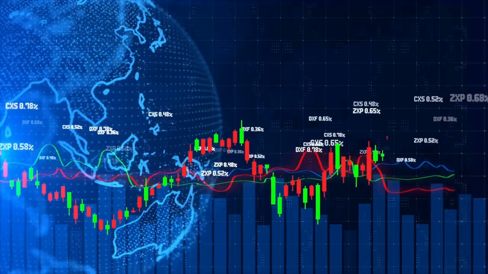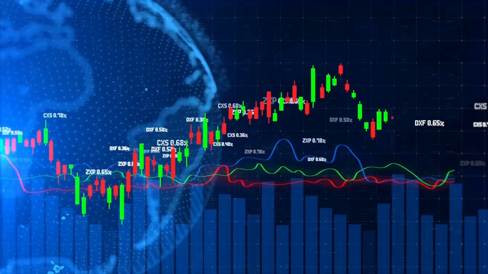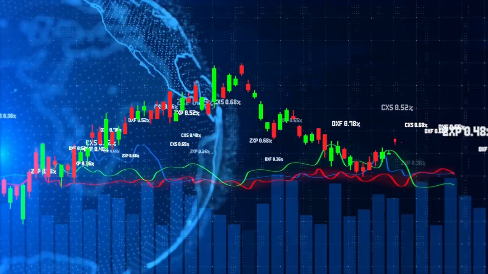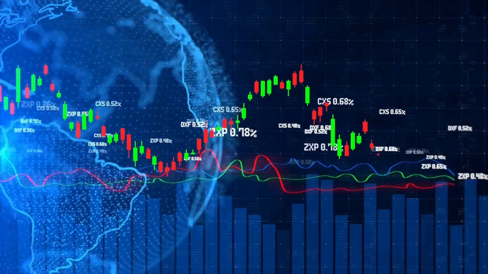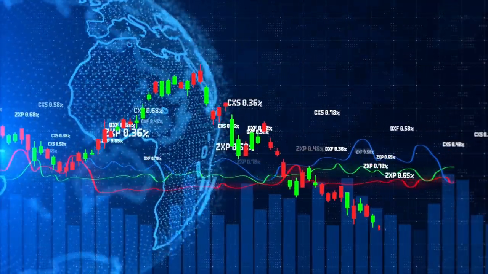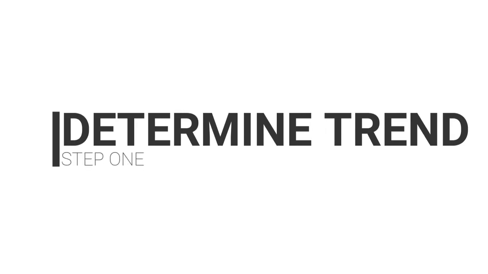So as you explore these patterns, you've got to remember to practice identifying these on different time frames and different market conditions. The more experience that you gain looking at these, the easier it becomes to spot these patterns and capitalize when they show up. So first up, we need to determine the overall trend. That could be up or down, doesn't matter. We do this by observing the price action and looking for higher highs and higher lows. That's an uptrend. Or lower highs and lower lows.